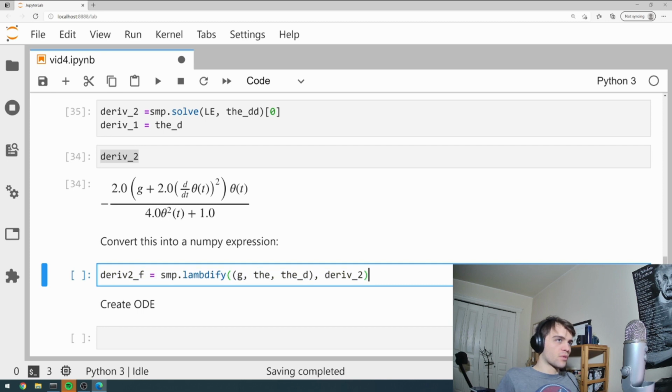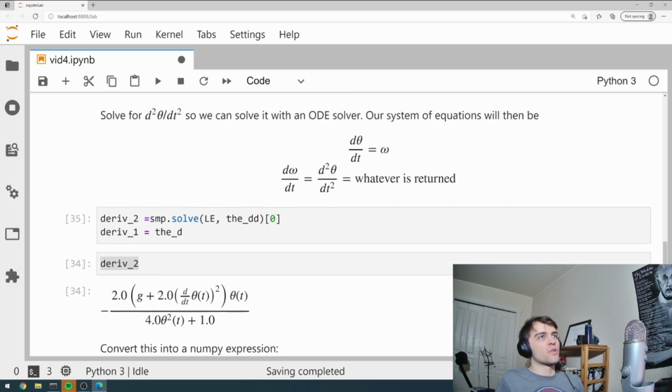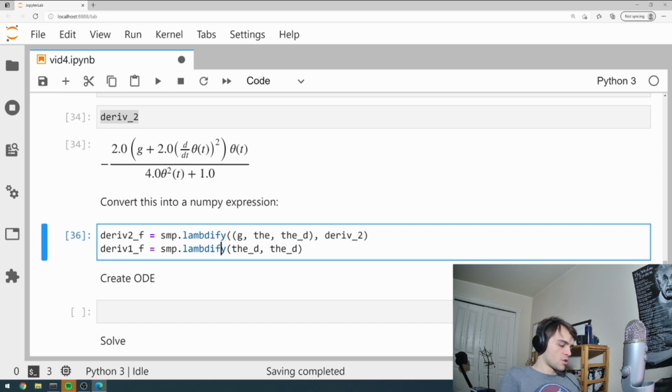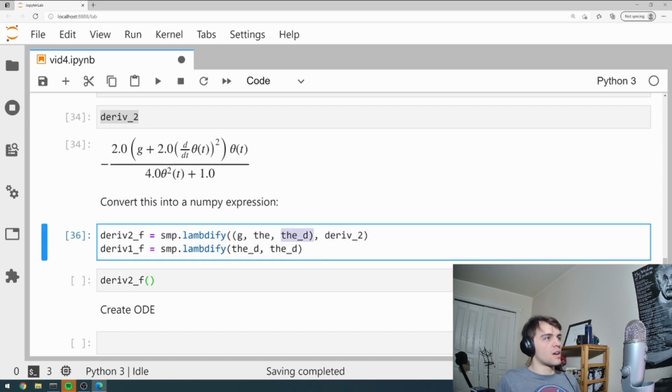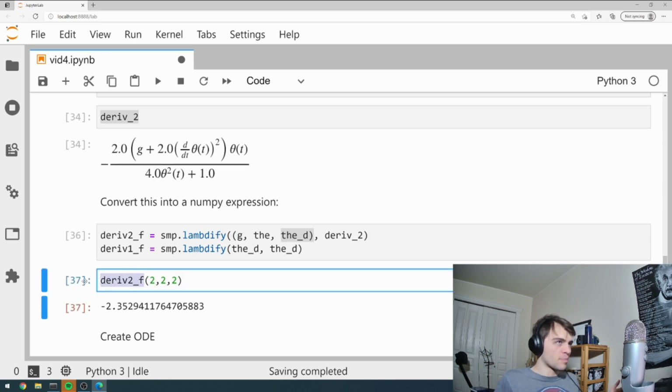And I'll do the same thing for derive 1 f. This only takes in theta dot, so I don't have to give a tuple here. I could just say it takes in theta dot, and it returns what it takes in. It's a very simple function. So now I have this derive 2 function, and I can feed it values. For example, I can plug in g is 2, theta is 2, and theta dot is 2, and it will return a value, because now this is essentially just a regular Python function as opposed to a symbolic expression.